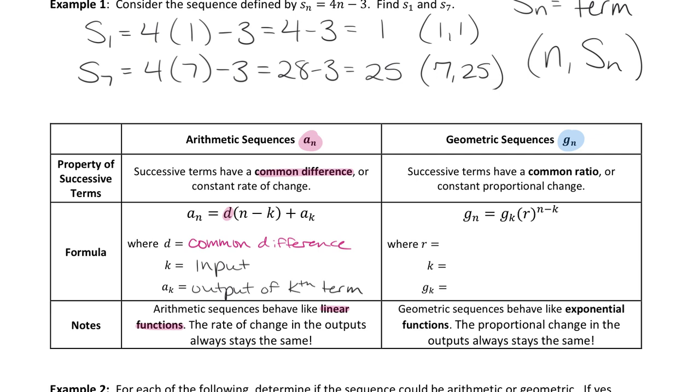Geometric sequences, on the other hand, are not like something we've studied yet in this class. They're going to be more like something you studied in a previous class. The successive terms have what's called not a common difference, but a common ratio, which means they're going to have a constant proportional change from one dot to the next. Proportional means multiply. So these are going to be multiplying by some number to change from one to the next instead of adding or subtracting. Which means that eventually these geometric sequences are going to behave like exponential functions.